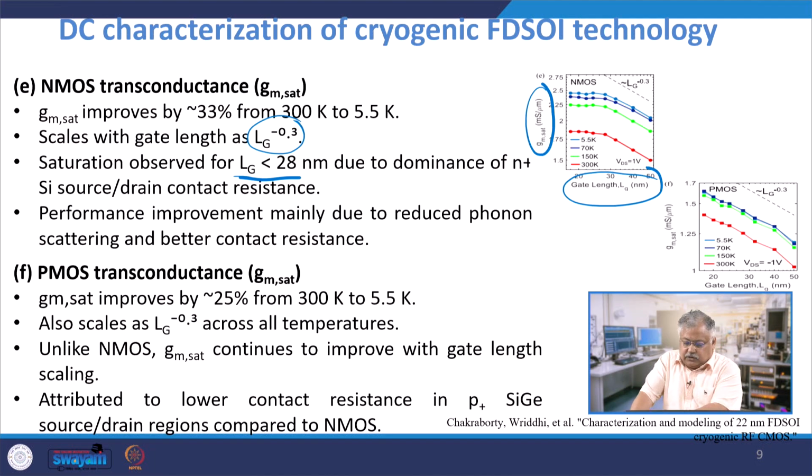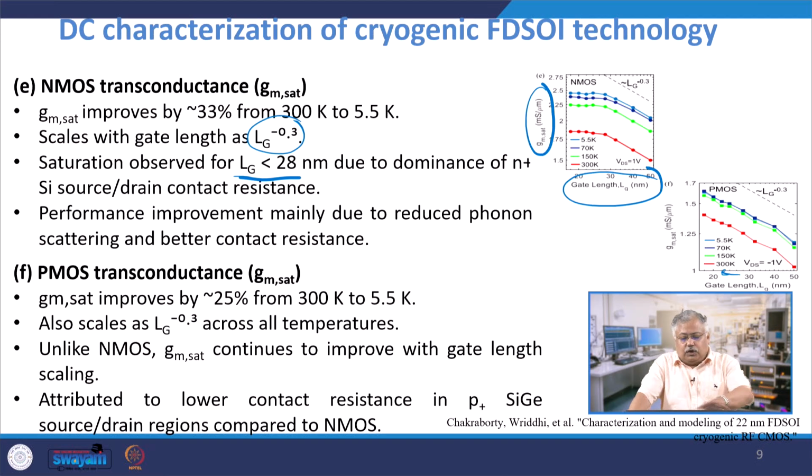Now let's look at the PMOS, and this is quite interesting. PMOS does not saturate. GM sat for PMOS is not saturating with respect to gate length. It is almost going on increasing as you make your channel length lower and lower. And not only that, as the temperature goes on reducing, the value of GM sat also goes on increasing. And this is because of a lower contact resistance in the silicon germanium source drain region as compared to NMOS, right? And therefore, unlike NMOS, the GM sat actually starts to increase even for a smaller gate length.